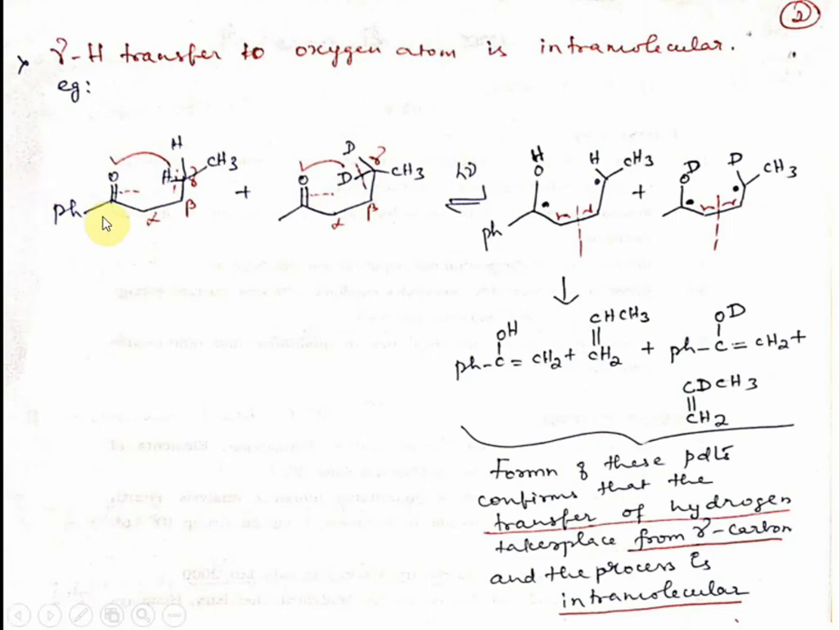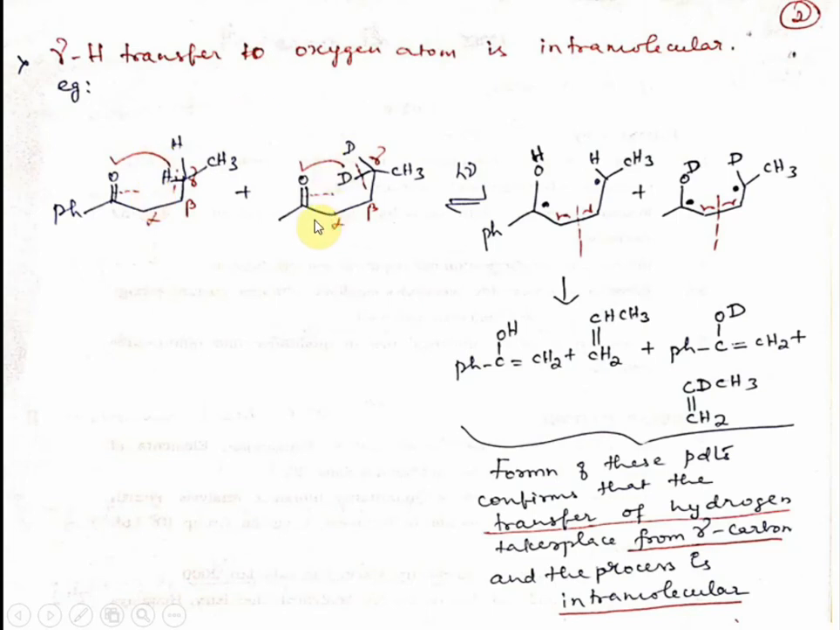Once again I am saying, first this ketone C=O bond will undergo homolytic cleavage, and there will be a formation of C dot and O dot. And the hydrogen that is present in gamma carbon will get transferred, and this bond will get cleaved, and this H dot is transferred from carbon to oxygen, and this carbon will now have one radical, C dot. This is the 1,4 biradical formed from this substrate 1.